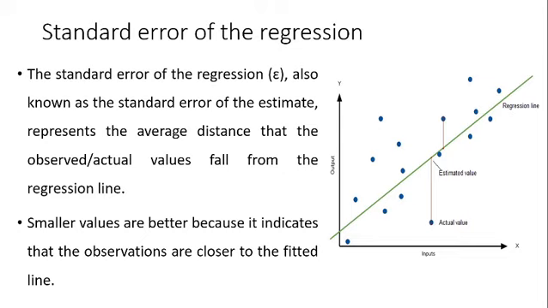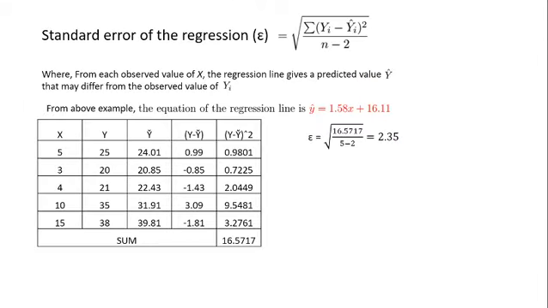The standard error of the regression, also known as the standard error of the estimate, represents the average distance that the observed or actual values, shown with the blue dots, are from the regression line. The smaller the value, the better, which indicates that the observations are closer to the fitted line.